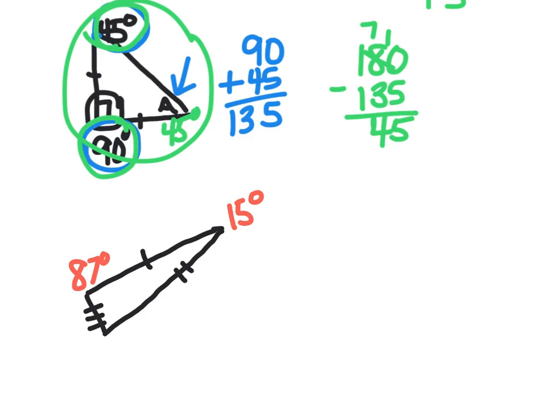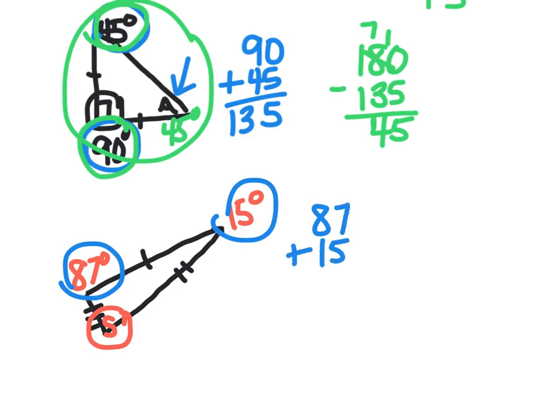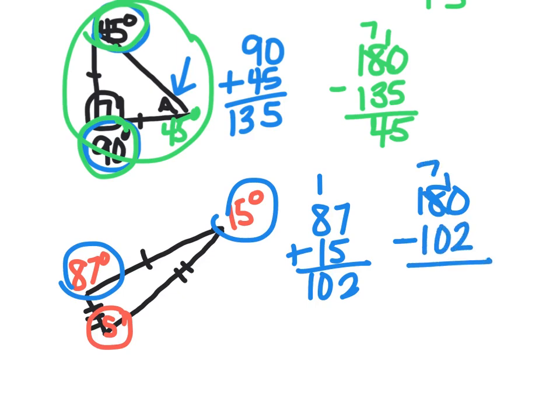Again, let's see if we can find out what this missing angle is, and we will call it angle S. To find this missing angle, we're going to take the two angles that we know, 87 plus 15, and when we add it, we get 102. To find angle S, we take the total measurement of the triangle, 180. We're going to subtract 102. And when we subtract, we get 78. So angle S is 78 degrees.